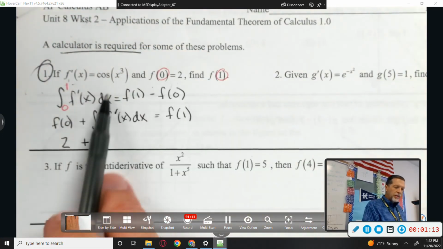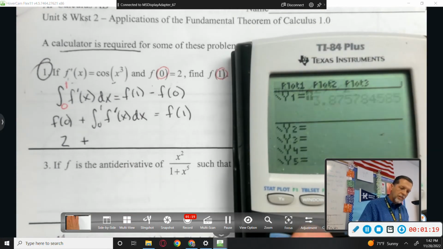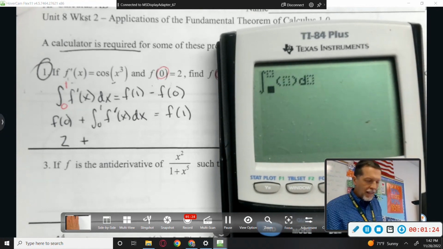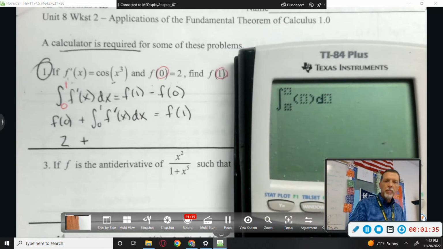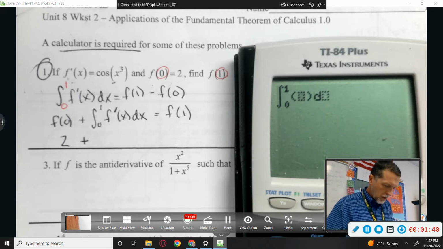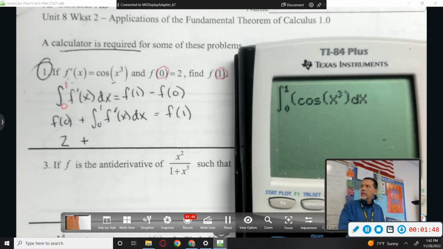Alright, the antiderivative of cosine of x cubed. I have no idea, but my calculator does. So math 9 is the antiderivative. And remember, you want to get a calculator that does the nice format like that. Otherwise, you end up having to know how to type things in. So 0 to 1 of cosine of x cubed dx. So that's the area under cosine of x cubed, but I don't know what that is.